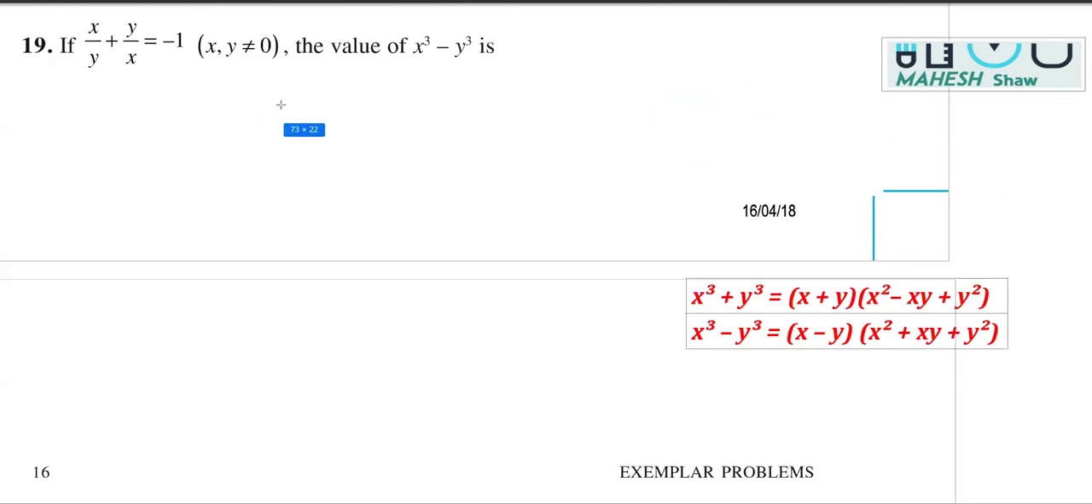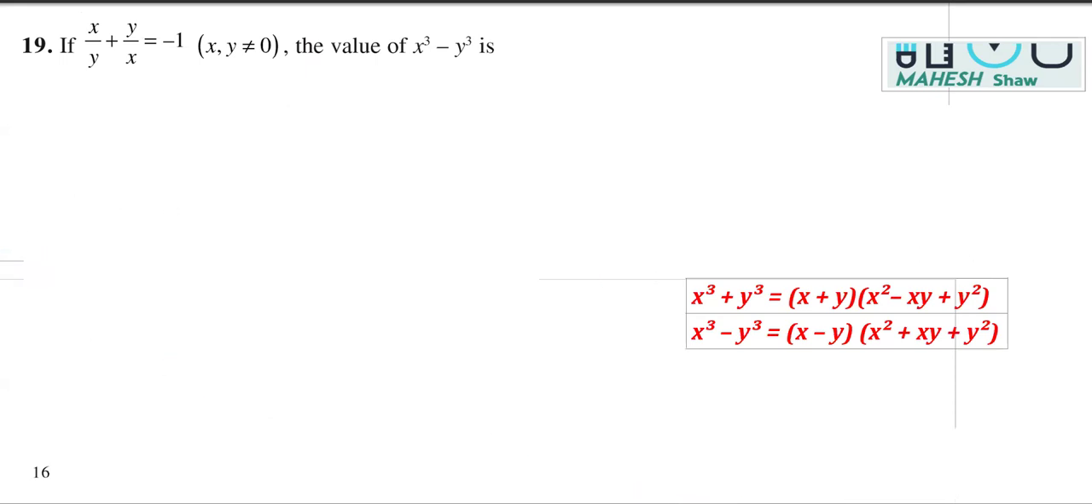We are on now question 19, and question 19 is based on this identity. The identity on which it is based is this. Now, first I need to figure out what the question is. We are given x over y plus y over x as -1, and we have to get the value of x cube minus y cube.